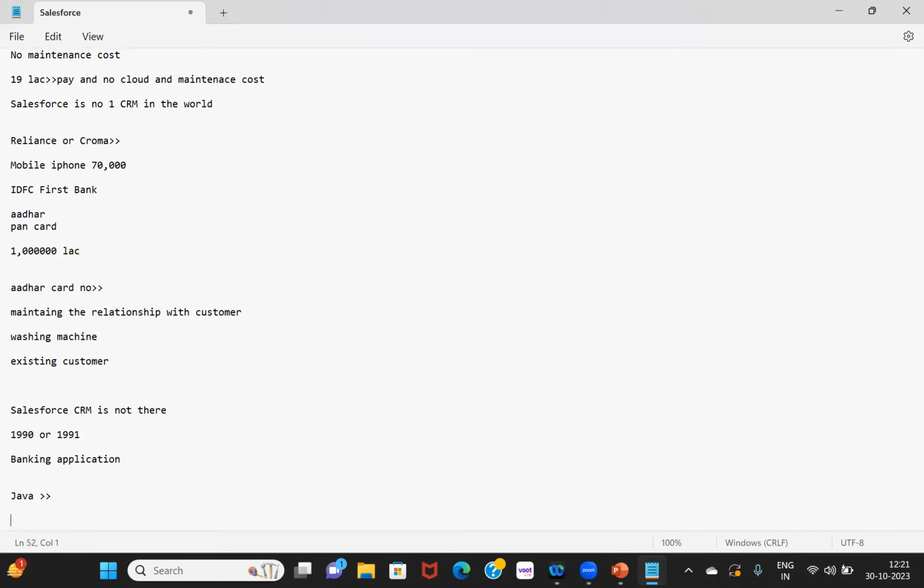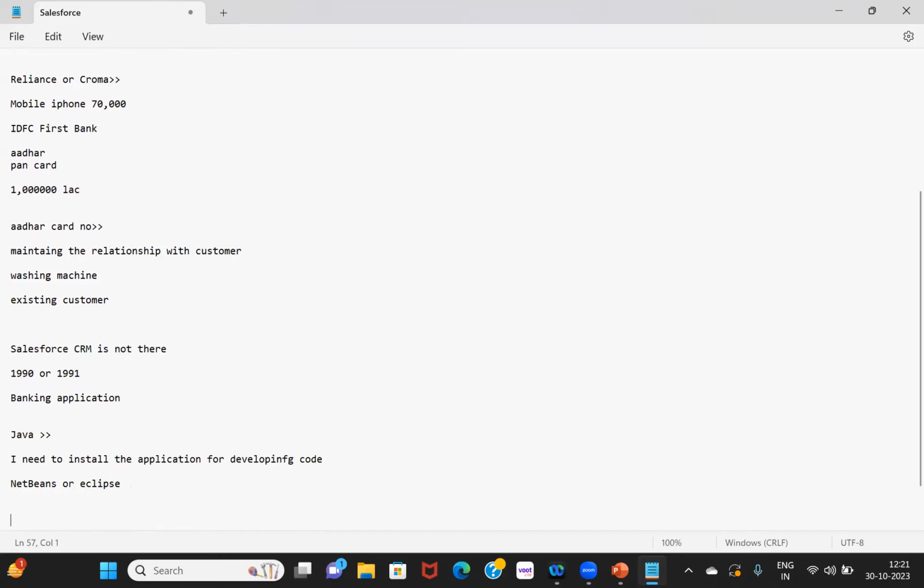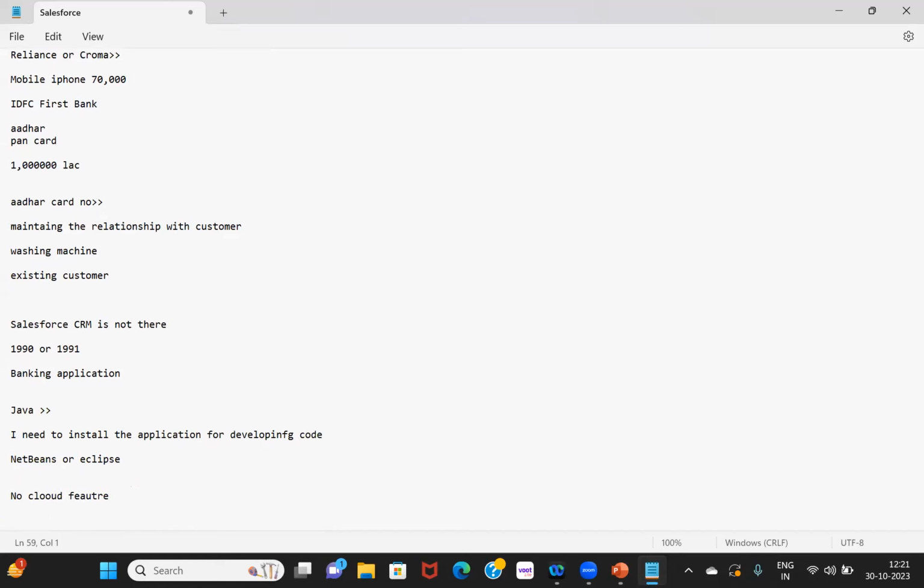So what will happen? I need to install an application for developing code. If I want to develop the code, I need to install some application, either NetBeans or Eclipse. Some software you can install and you can code in that particular application. No cloud feature you are getting, and a lot of cost we need to spend.